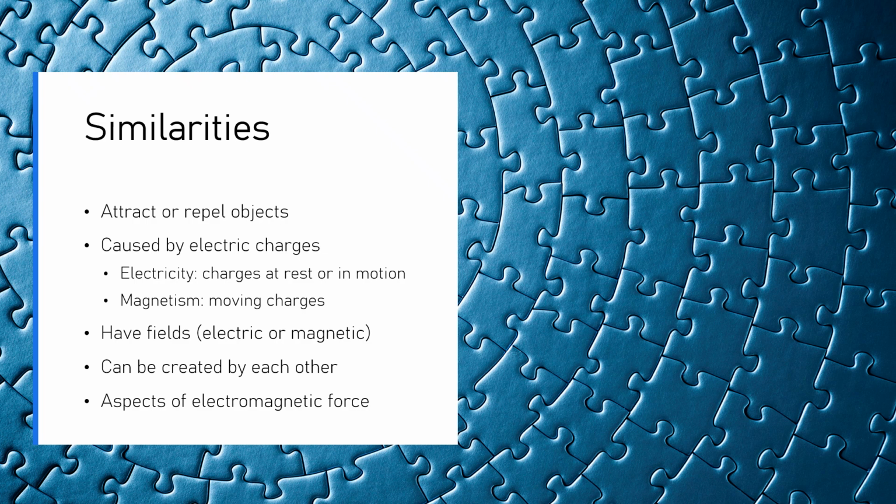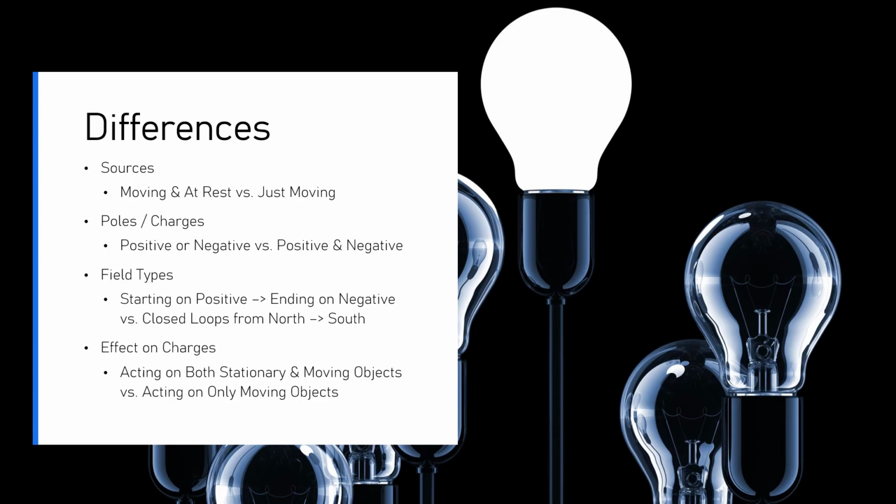As discussed when defining the two, they both produce fields of some kind, one being electric and the other obviously being magnetic. Both can also be created by one another, as addressed in the previous slide, and both are required aspects of electromagnetic force. So we heard about the similarities, and there are plenty of them, but they also have their differences.